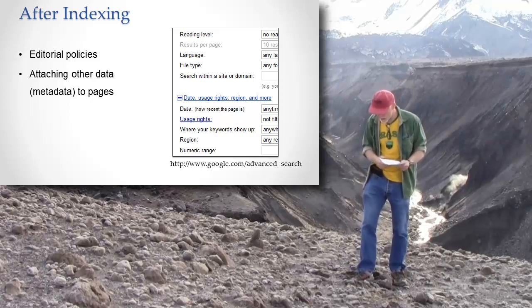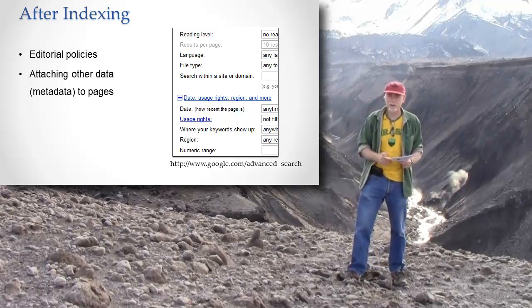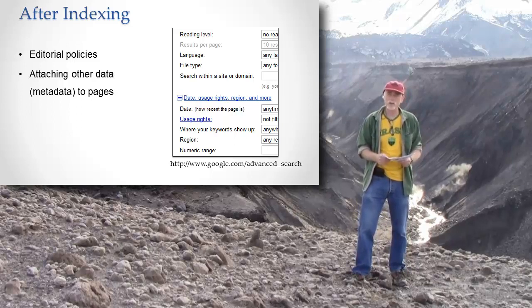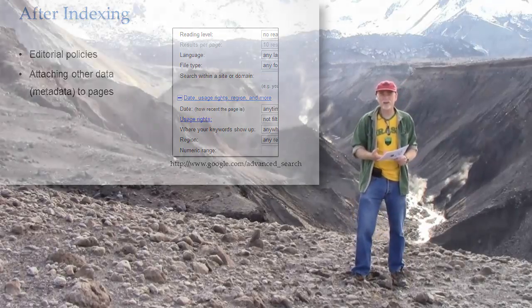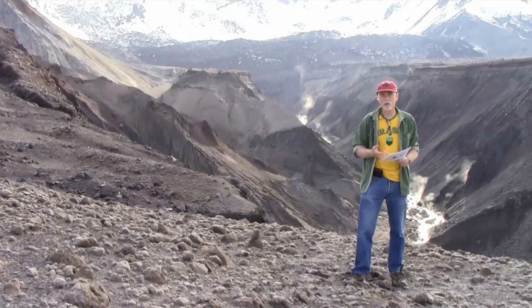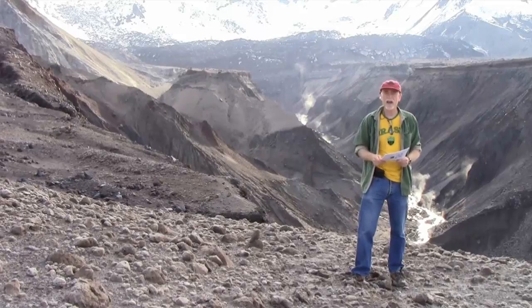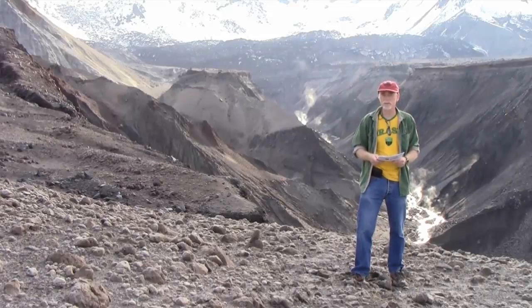As you probably have seen if you've ever used Google Translate, it's not that hard for a computer to automatically detect what language a page is in. So it does all that stuff automatically, and it attaches all of that data to the pages so that, for example, if you're only searching for pages in Russian, it'll only look on Russian pages, even if there happens to be an English word on those Russian pages.